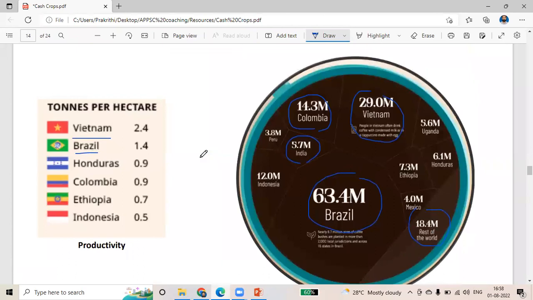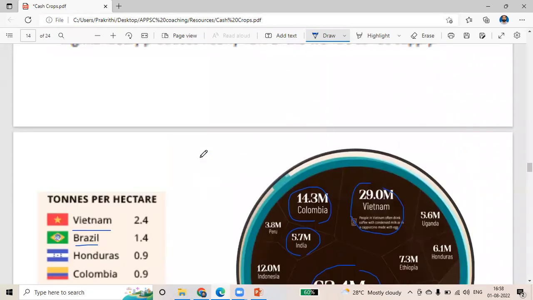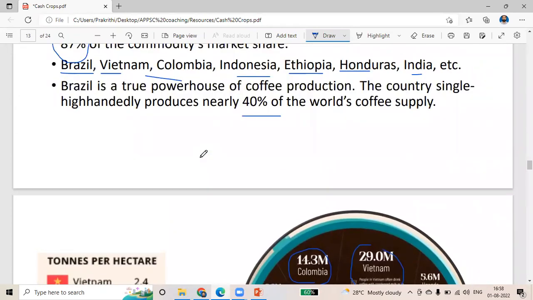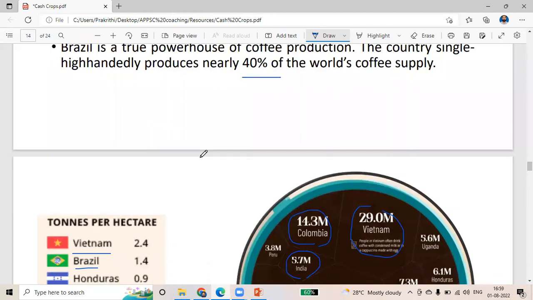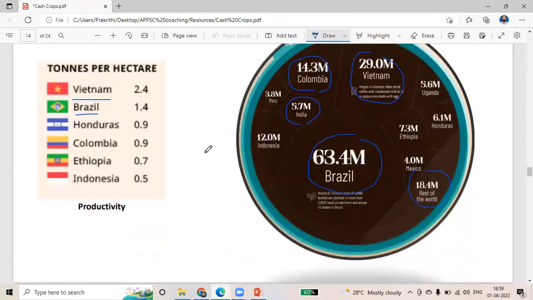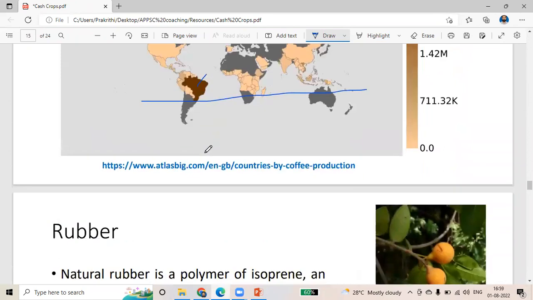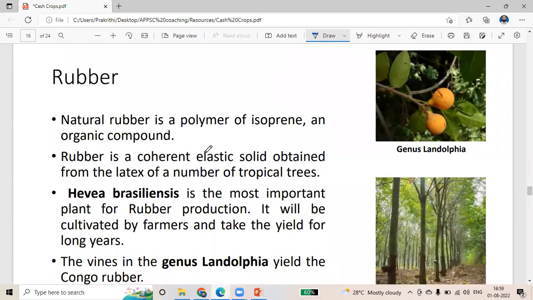In coffee, Brazil is the highest in production, followed by Vietnam, Colombia, Indonesia. India is in the 7th or 8th position. That will change from time to time. And 40% of the world's coffee production is in Brazil. Now the last one, that is rubber.